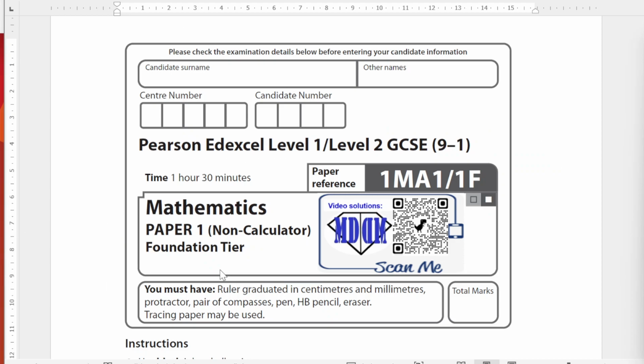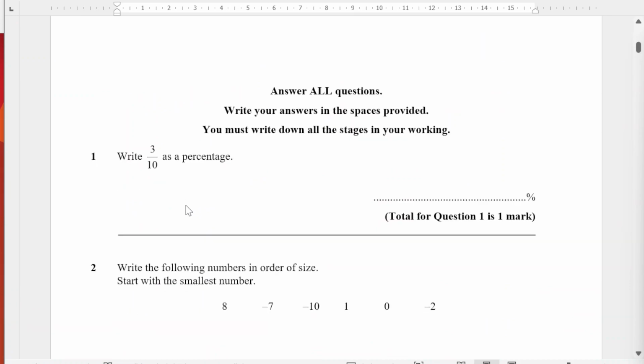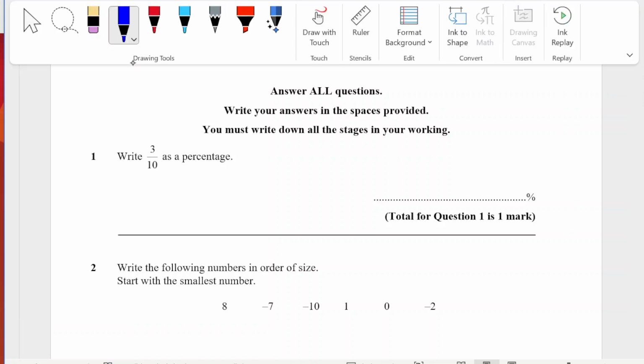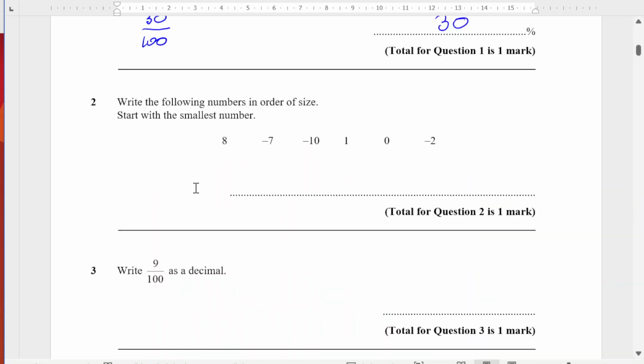Okay then, let's crack on with the paper. Question 1 then, we're looking at write 3 out of 10 as a percentage. Well, 3 out of 10, if we times top and bottom by 10, we'd get 30. Put my pen on, that would help. We'd get 30 out of 100, and any percentage out of 100, all percentages are out of 100, so that would be just 30%.